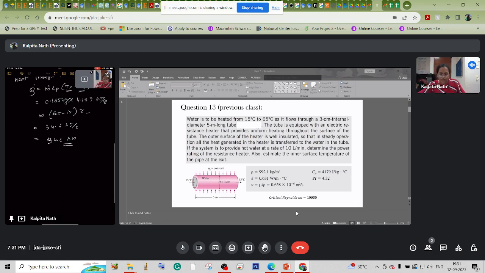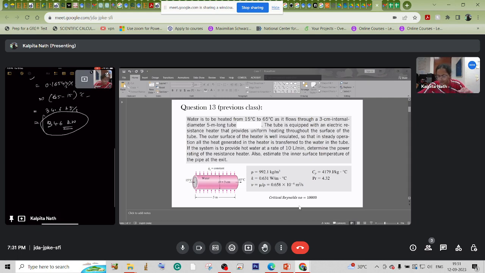All of this energy that is being transferred to the water must have come from the heater. So this is the power rating of the resistance heater, because if we consider this as an adiabatic system, whatever heat is supplied by the resistance heater is used for increasing the temperature of the water. So this is the power rating of the resistance heater.